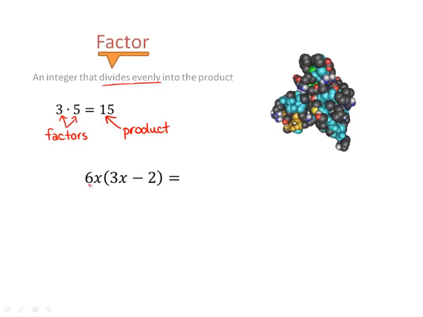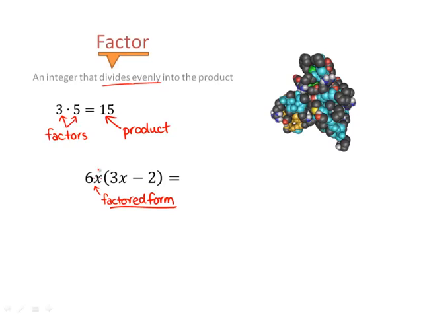Let's take a look at the following. Here we've got 6x times 3x minus 2. So here we've got factors 6 times x times 3x minus 2. And this is actually called factored form because it's all broken down into the bits and pieces all multiplied together. One way to notice that it's in factored form is to note that any pluses or minuses are contained within brackets.